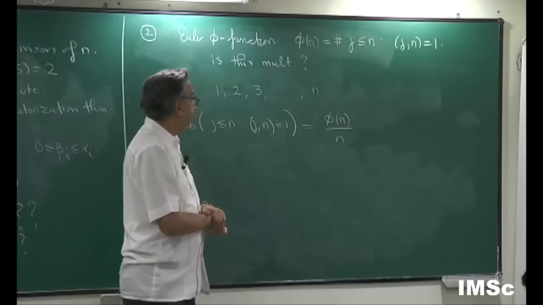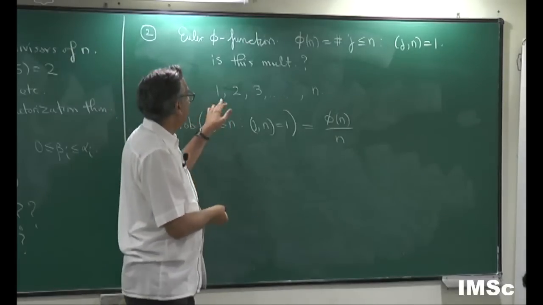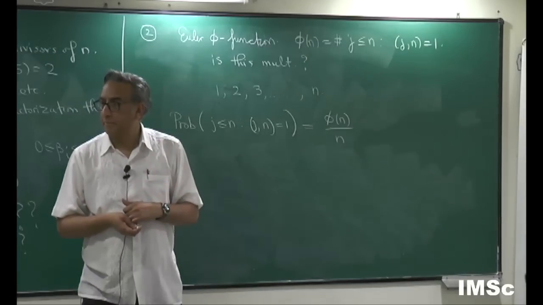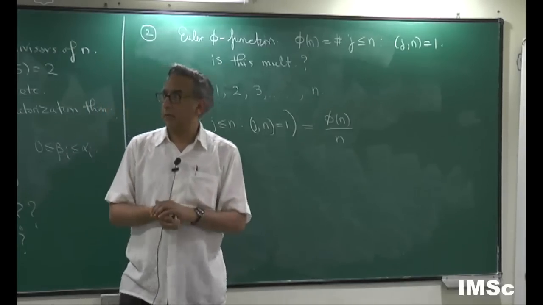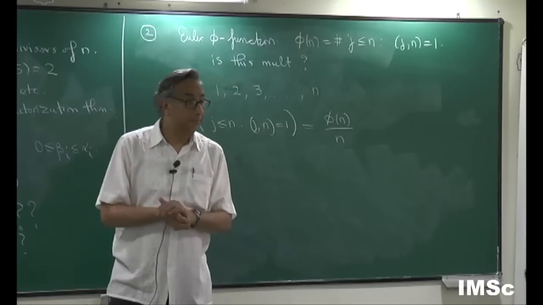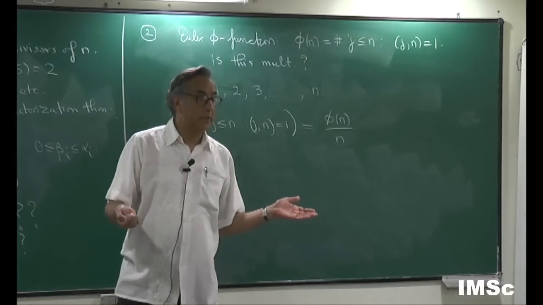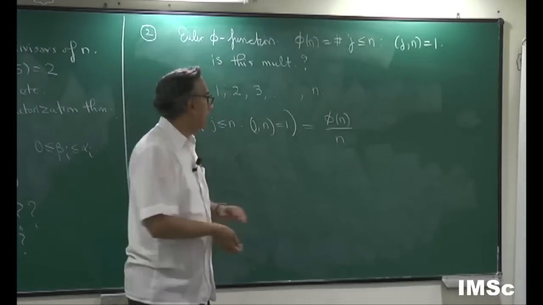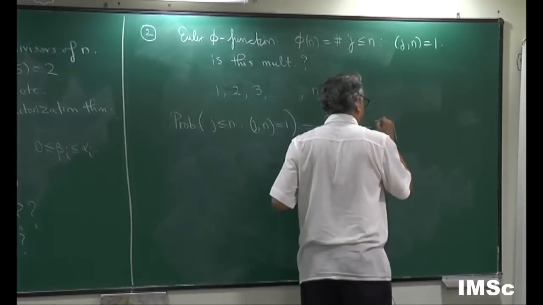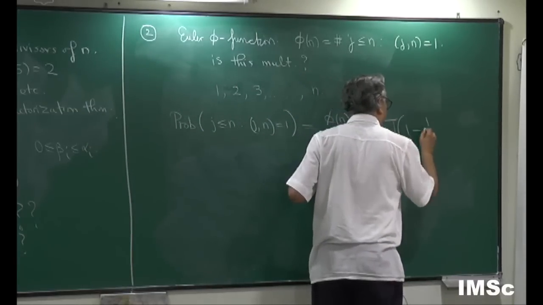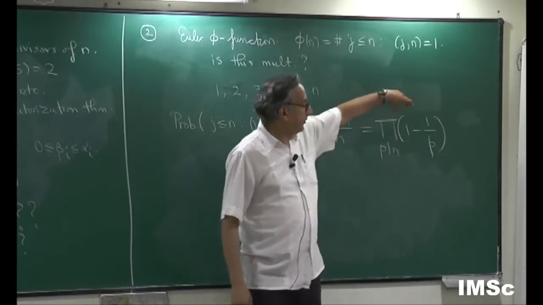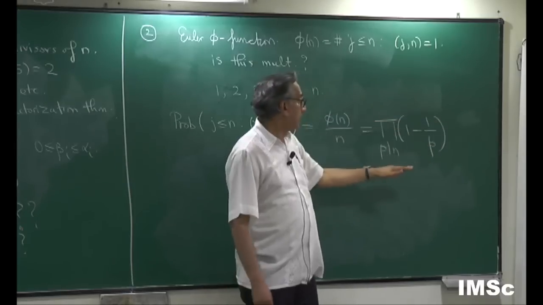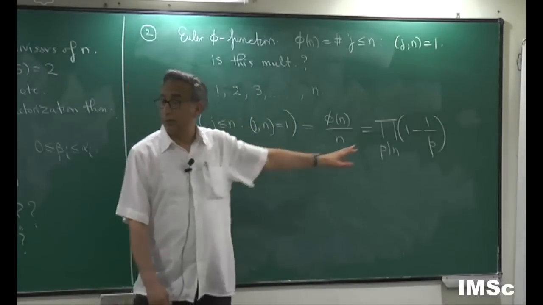On the other hand, what does it mean to say some number is coprime to n? It means it's not divisible by any prime dividing n. What's the probability that a random number is divisible by a prime p? 1 over p, right? And you want it to be not divisible by p, so it's 1 minus 1 over p. Each factor here represents the probability that a random number is not divisible by p, and you want this to happen for every prime dividing n. Therefore, the two probabilities must be the same.